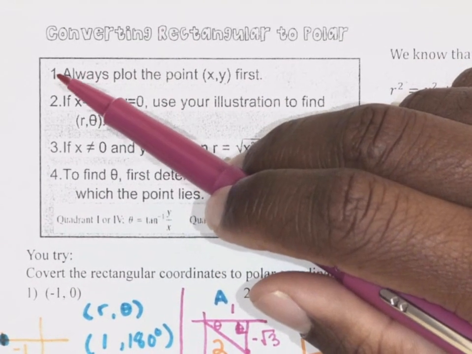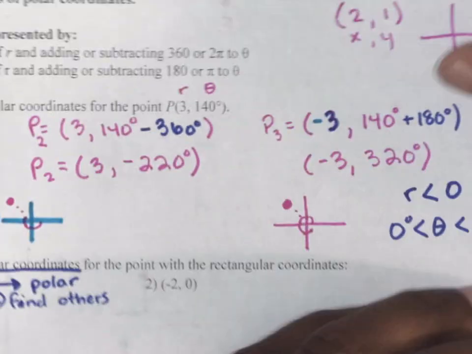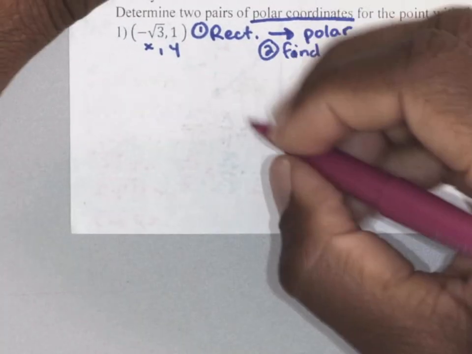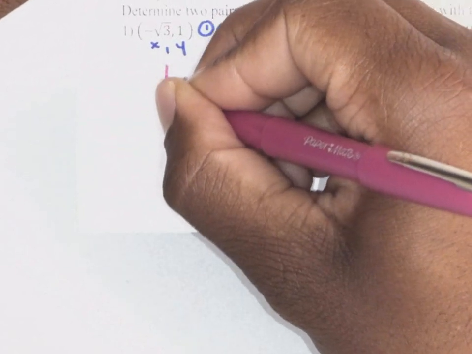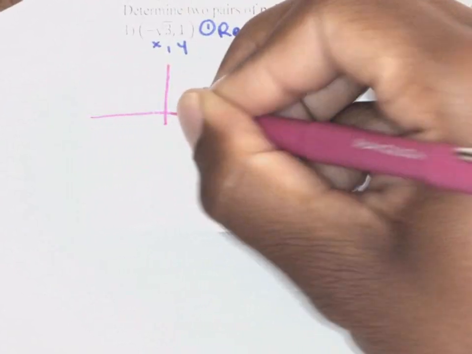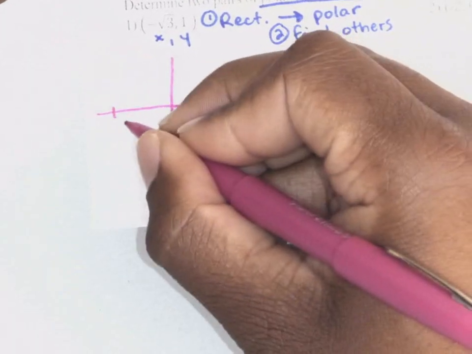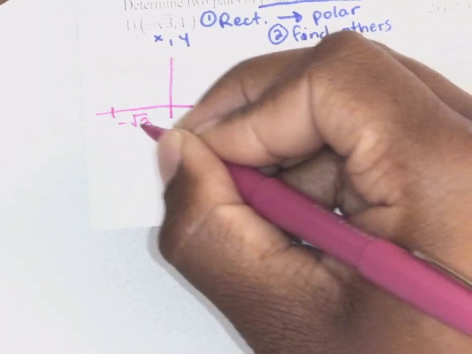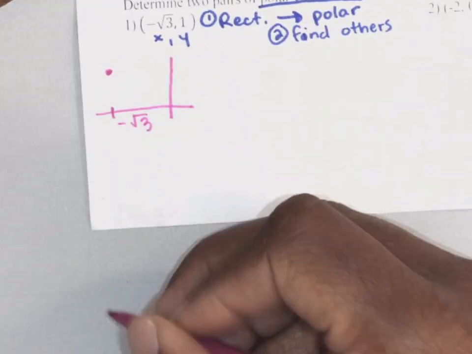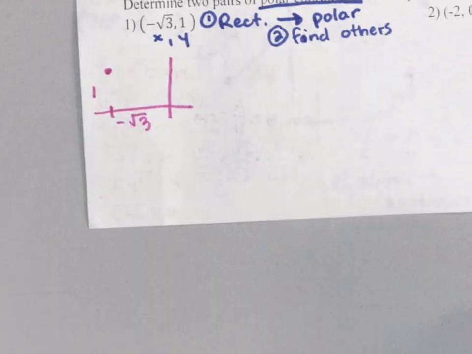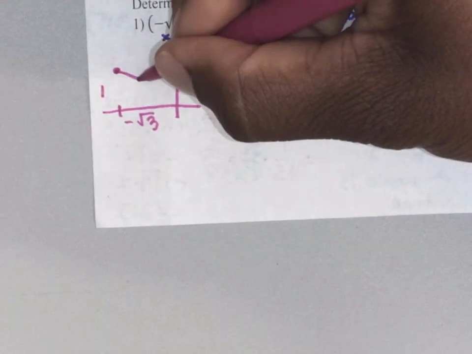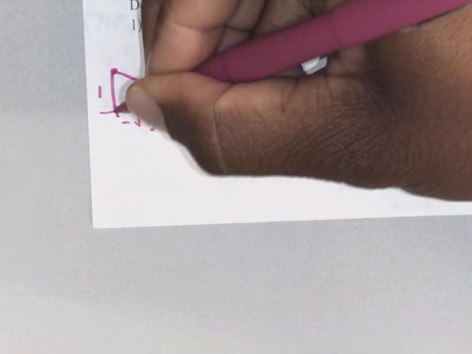Always plot the point first. Always plot the point. That's a good idea. How about we do that? I think I'm going to go left and up. Second quadrant, I'll go left, negative root 3. Then I'll go up how many? 1, to take me to this point right here. I'll turn this into a right triangle.